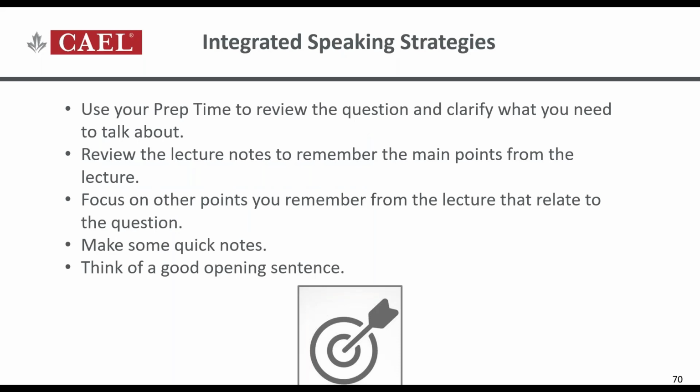Lastly, use your prep time to review the question and clarify what you need to talk about. Review the lecture notes in order to take the main points away. You don't have to make your own personal notes, but you can if that's helpful. Focus on other points that you remember from the lecture that relate to this question. So even if the lecturer said something that's not in the lecture notes, you can still use that information if you remember what they said before. And try to think of a good opening sentence. That's very important, or more important than the closing one, anyway.